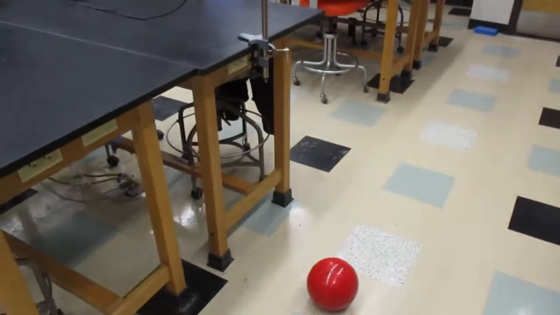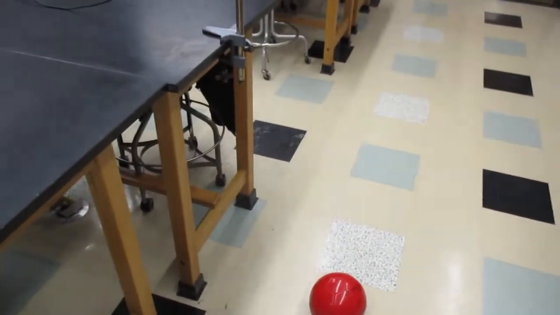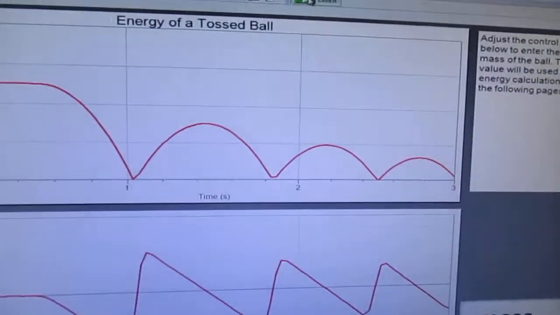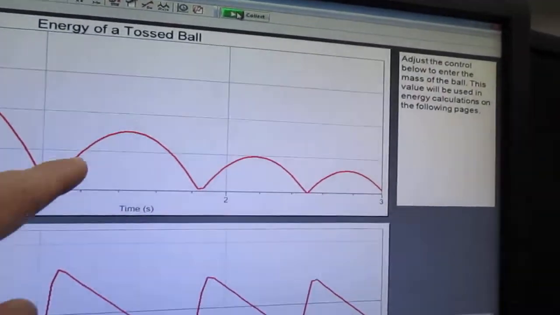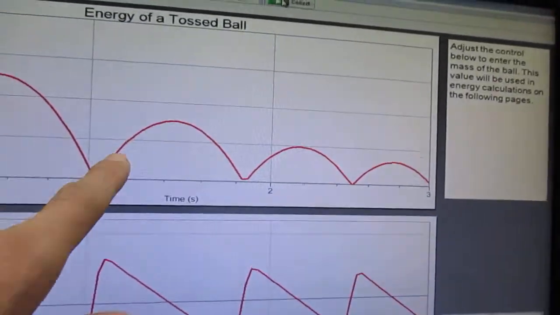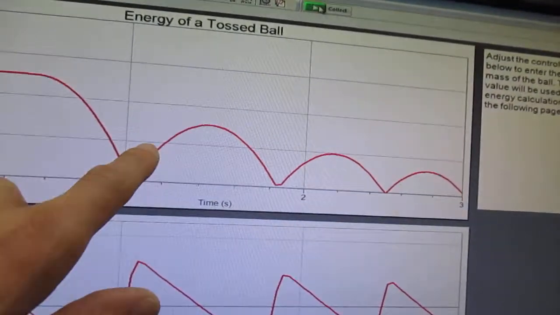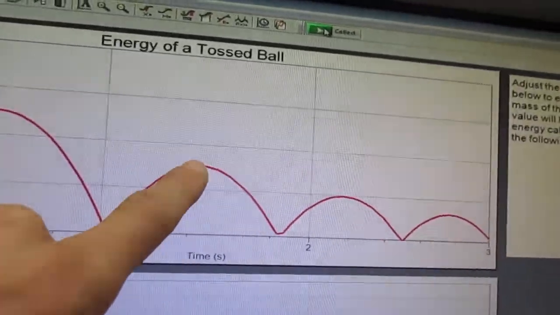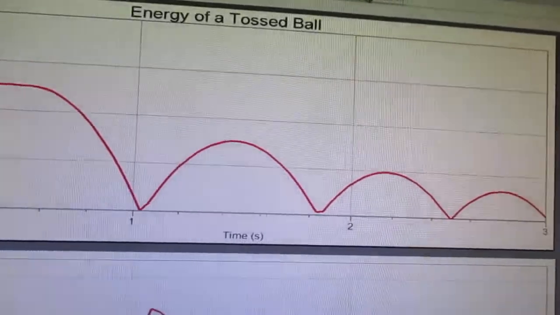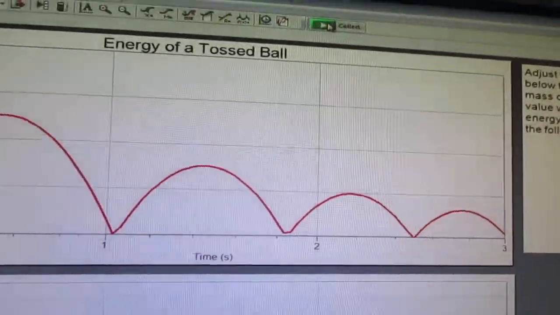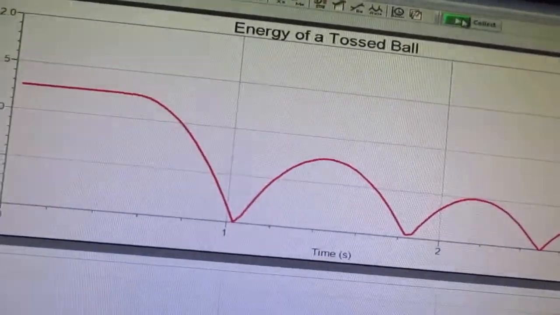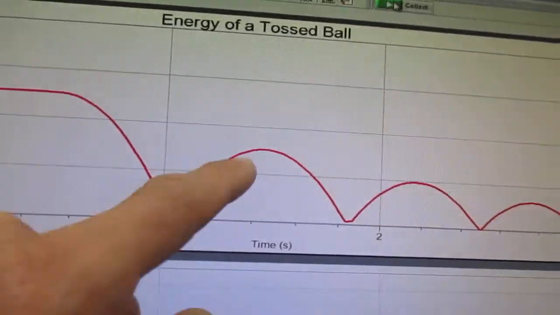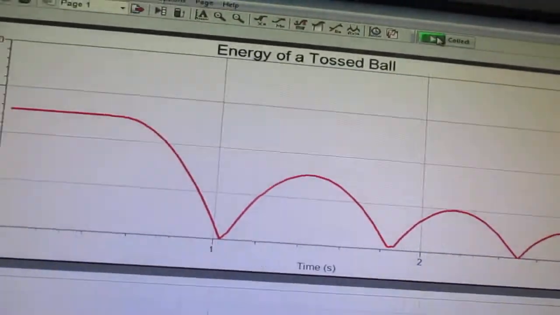All right, we got several bounces, and let's observe how many bounces we recorded on our data. We recorded 3.5 bounces, so we got 3 full bounces here, and this is our position function. When the position is at the highest, then since, as we just said, gravitational potential energy is dependent on position, potential energy is at its highest as well. And it drops each time here.